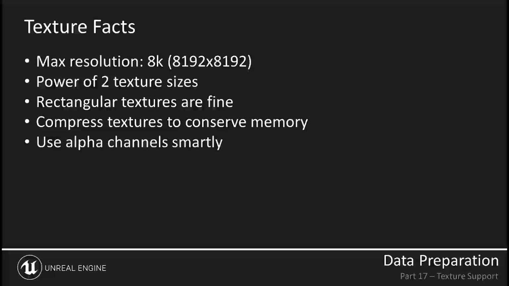When creating textures for Unreal, keep in mind the max resolution is 8K or 8192 by 8192. Keep your texture sizes a power of 2. Otherwise, Unreal won't generate MIP maps, which are smaller versions of the texture that get used as the camera moves further away from an object. For instance, if we half the max resolution, we get 4096 by 4096 or 4K, a power of 2 texture. But textures don't have to be square. They can be rectangular textures, and those will work just fine.